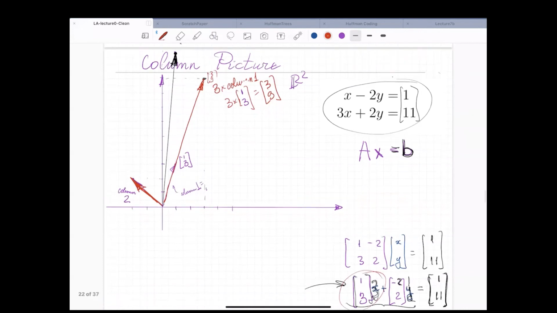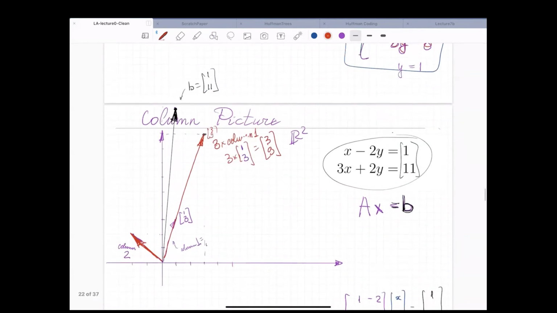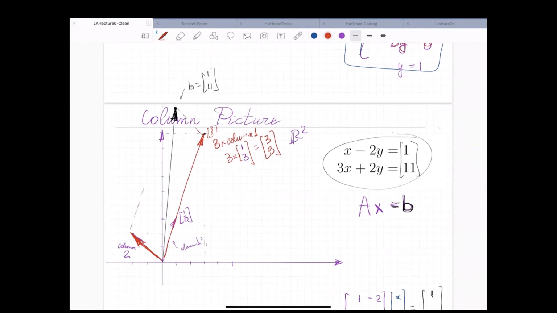What happens when I add those two up? How do I add up those two vectors? You can transport this parallelly, any way you want. But when you draw it like that, you end up exactly at the tip of this black vector, which is B, the right-hand side. Do people see this? It's exactly 3 times column 1 plus 1 times column 2 that will lead me to the output vector B. There's no other combination that can get me to that tip.